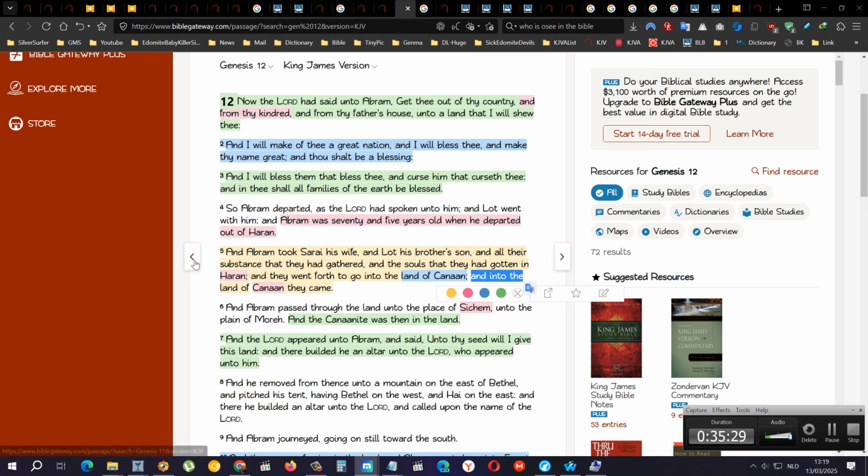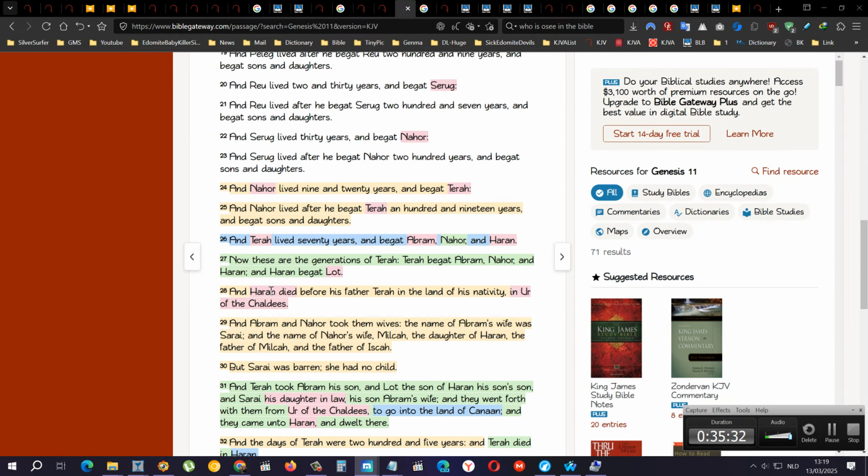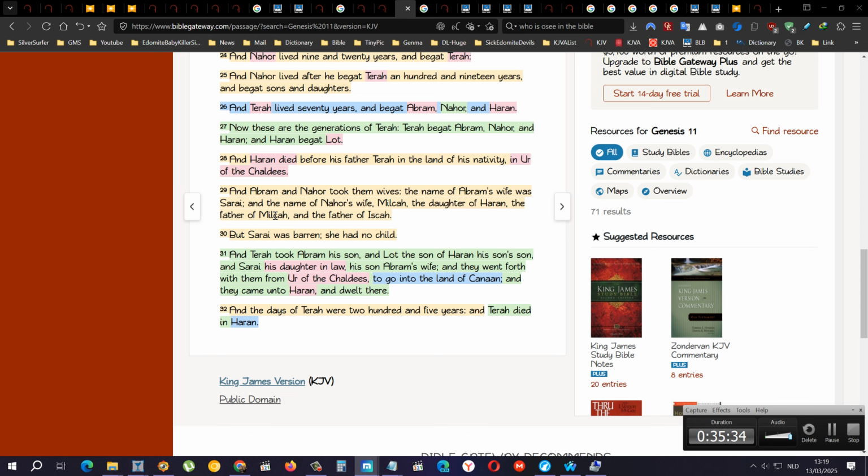So who stayed in Haran? Genesis 11 now. You can read this for yourself if you have the time. But it says here, verse 27, Haran died in the land of Ur of the Chaldees, so he stayed there. Verse 31. And Terah took Abraham his son, and Lot the son of Haran his son's son, and Sarai his daughter-in-law, his son Abraham's wife. And they went forth with them from Ur of the Chaldees to go into the land of Canaan, and they came unto Haran and dwelt there.